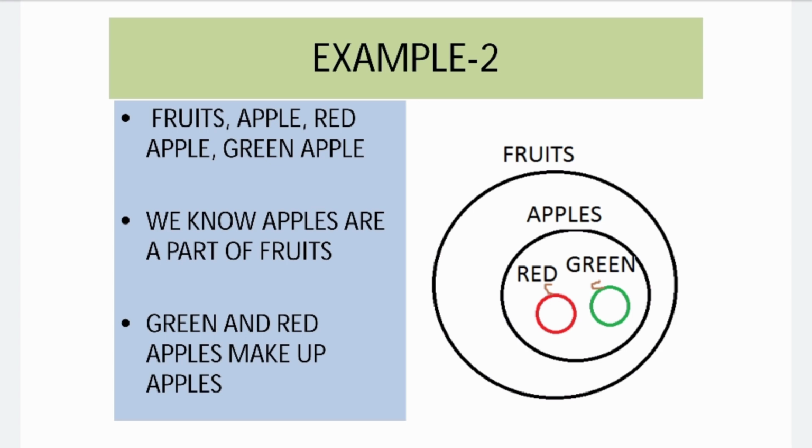So to represent these in the form of Venn diagrams, let us take a big circle, namely fruits, and let us take another circle inside the fruits as apples, and let us take another two circles inside the apples as green apples and red apples. We know apples are a part of fruits, and green and red apples make up apples. It means that red and green apples are consisted by fruits indirectly. So this is the ending of second example. Let us take another example.